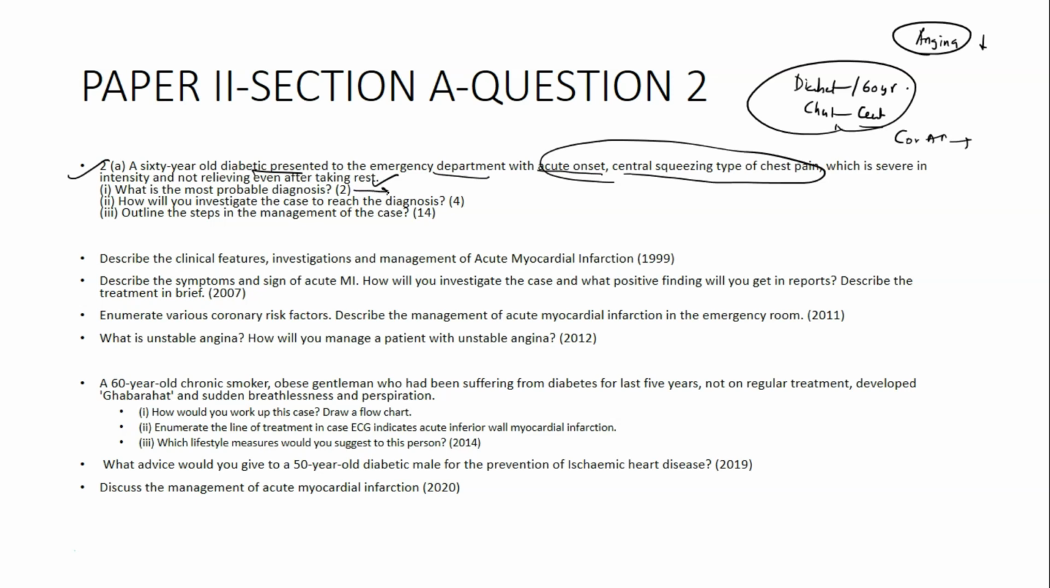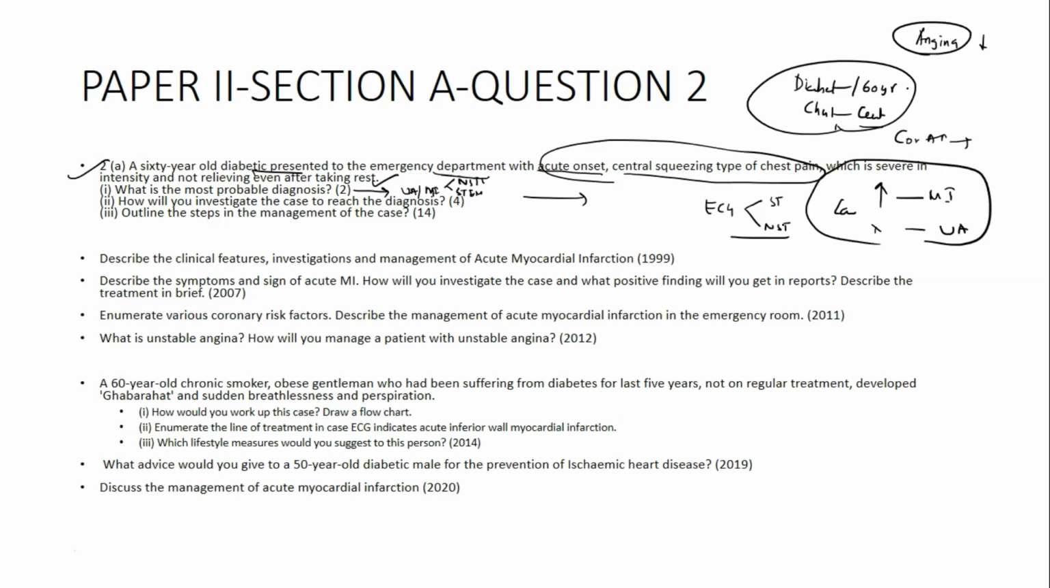Here our most probable diagnosis may be unstable angina or MI, which includes both NSTEMI, non-STEMI, or STEMI. How do you differentiate this? How do you investigate this? Based on ECG findings, whether it is ST segment elevation or non-ST segment elevation, and also cardiac biomarkers. If they are elevated, it falls under MI. If they are normal, it falls under unstable angina. Now this is how you investigate. And what are the steps you take? If it is unstable angina or a non-STEMI, you will not be doing reperfusion therapy, but if it is a STEMI, you will be doing reperfusion therapy.